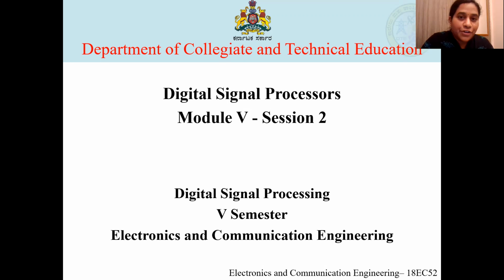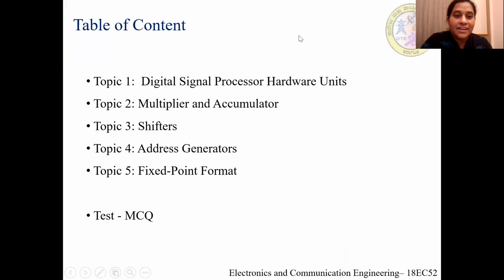This is the video of the second section of the fifth module, Digital Signal Processor, prescribed for fifth semester Electronics and Communication Engineering students. Here, we will be discussing digital signal processor hardware units. Specifically, we will be discussing the multiplier and accumulator unit, shifters unit, address generators, and then at the end of this particular session, we will be discussing fixed point formats.